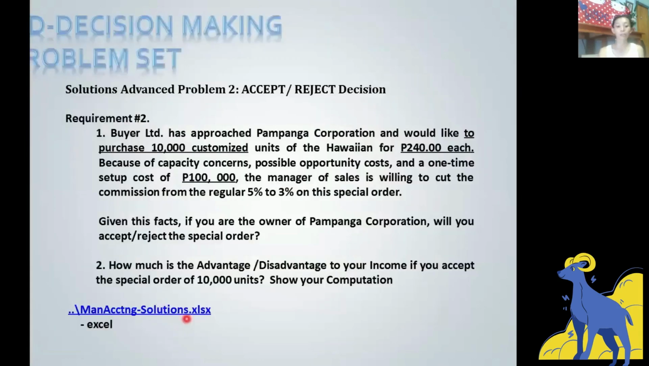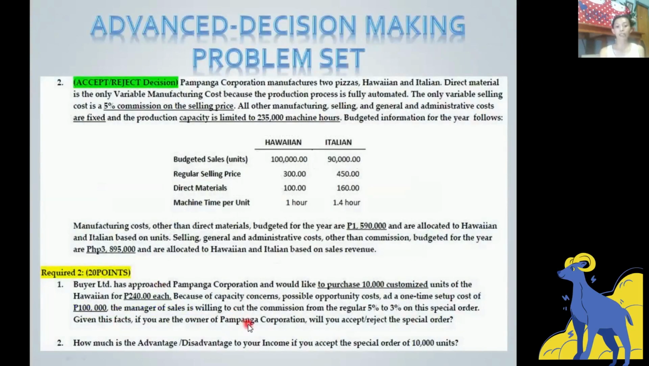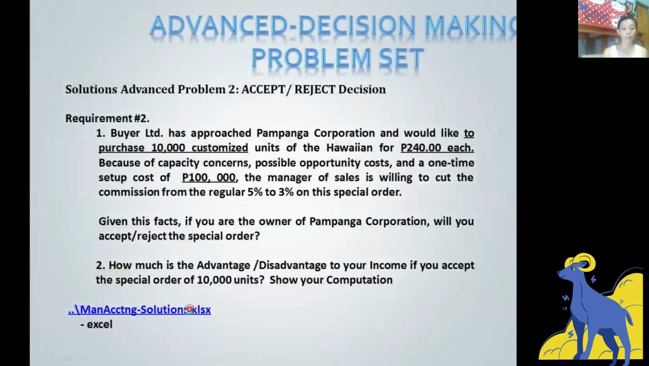The manager of sales is willing to cut the commission from a regular 5% to 3% on this special order. So given these facts, if you're the owner of Pampanga Corporation, will you accept or reject the special order? So the second requirement is how much is the advantage or disadvantage to your income if you accept the special order of 10,000 units. So that's the requirement. Let's go with solutions.